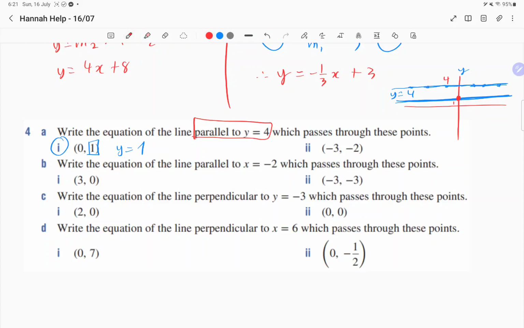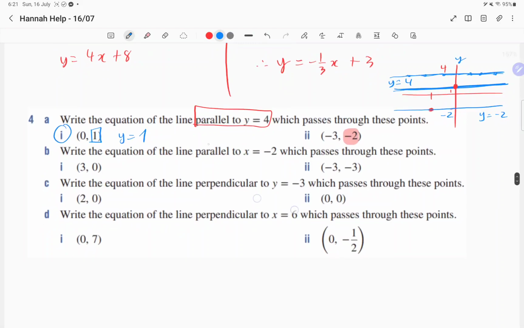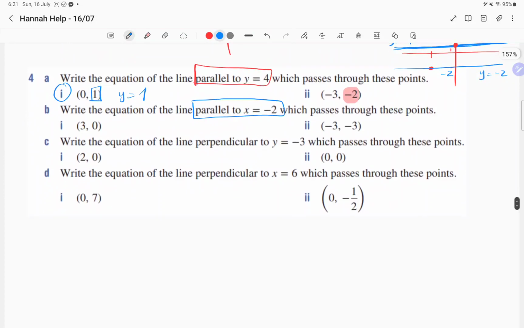Now, for another line that is parallel to y equals 4, which is a horizontal line, passing through that point, you only need to look at the y coordinate. The point is x is -3, y is -2, and a horizontal line that passes through that is just the horizontal line through the y coordinate of -2. So that's y equals -2. Then when it's parallel to x equals -2.